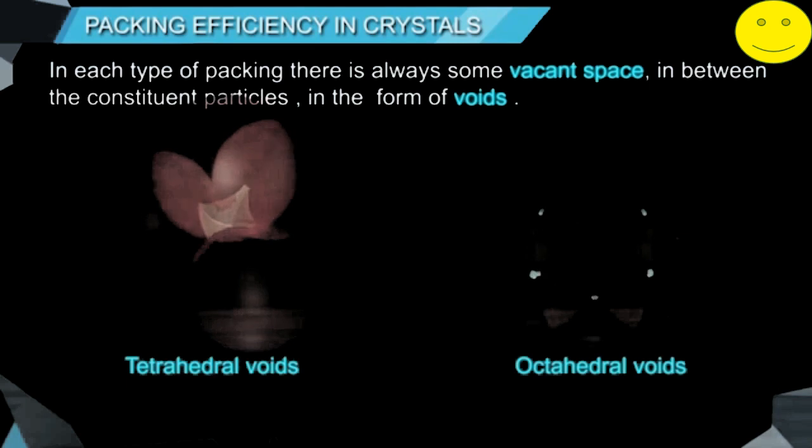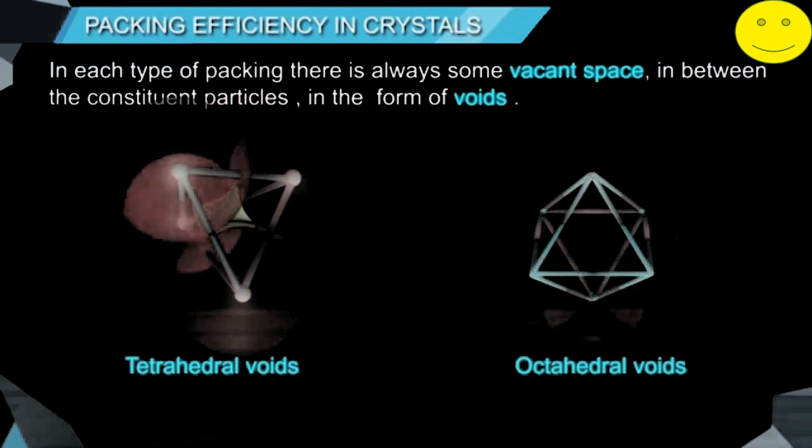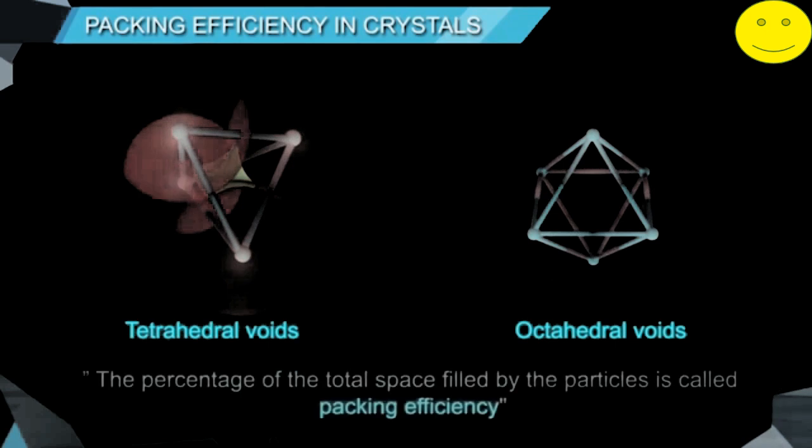Thus, in a packing, only a part of the total available space is occupied by constituent particles. The percentage of total space filled by the particles is called packing efficiency. Different types of packing arrangements have different packing efficiencies. Now let us calculate the packing efficiency in different packing arrangements.